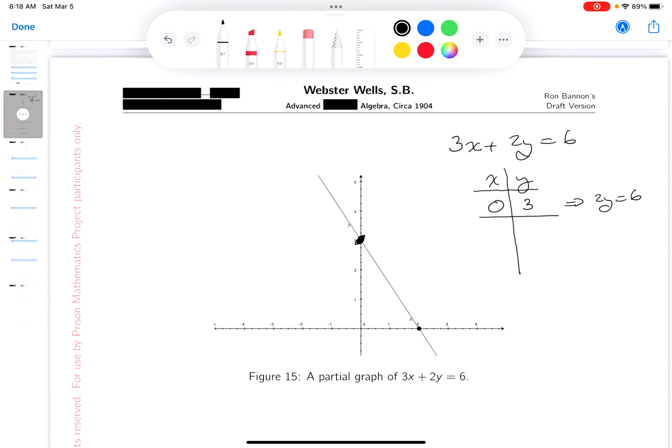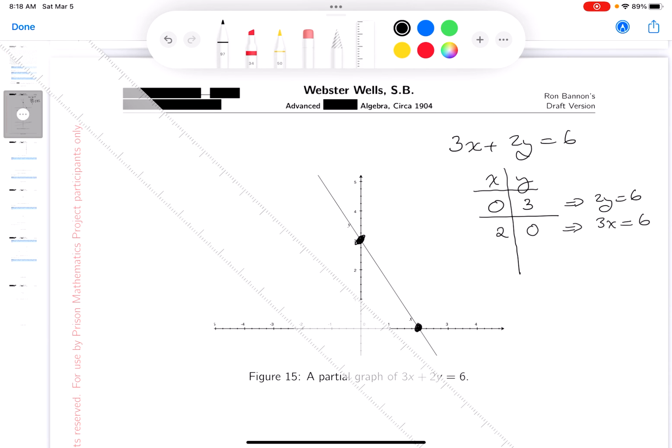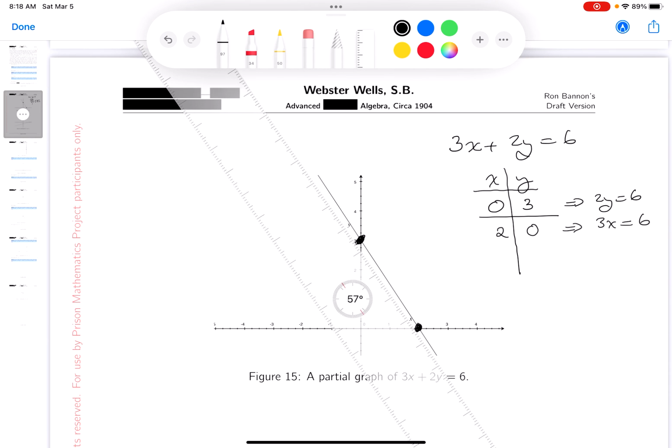Another easy point to select, at least in this case, would be y is equal to 0. And what would that give me? That would give me 3x is equal to 6. Well, clearly x has to be 2. I'd plot that point. The next thing we'd recommend you do is take a ruler and draw a line that goes through those 2 points. All right, let me do that.